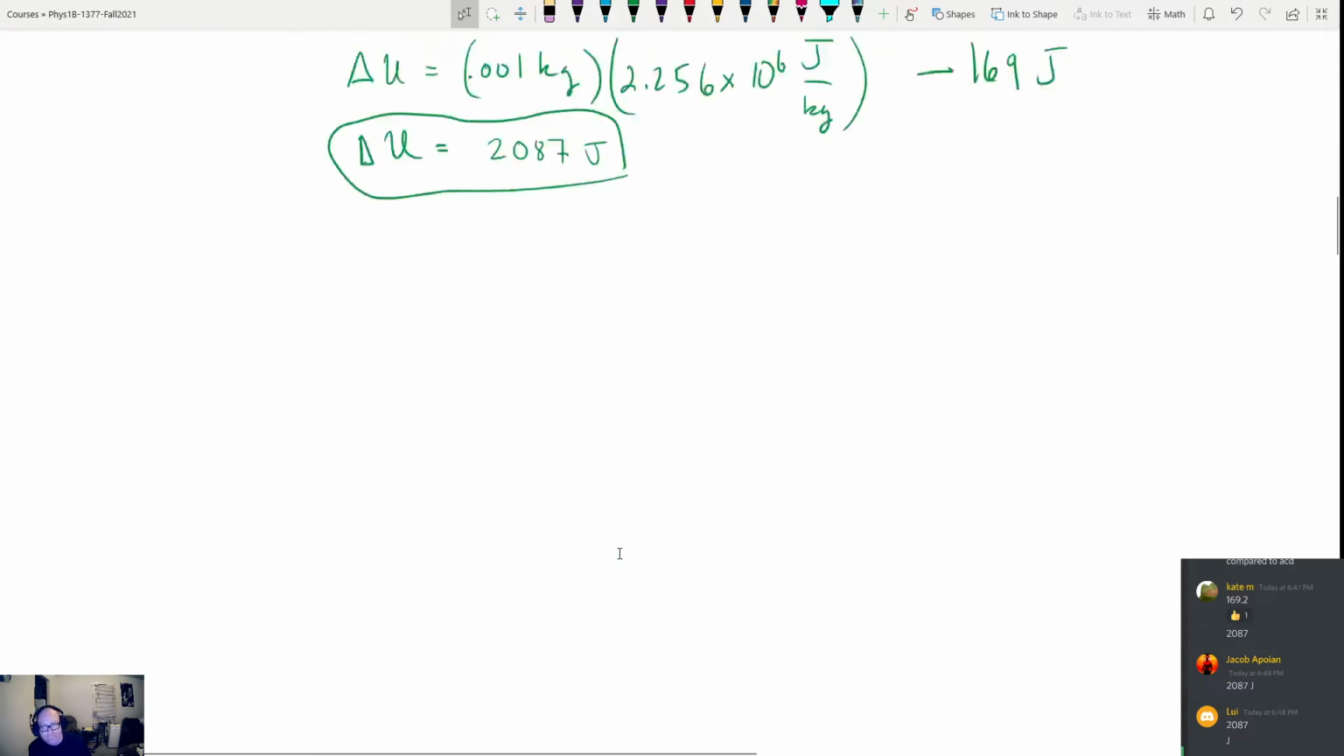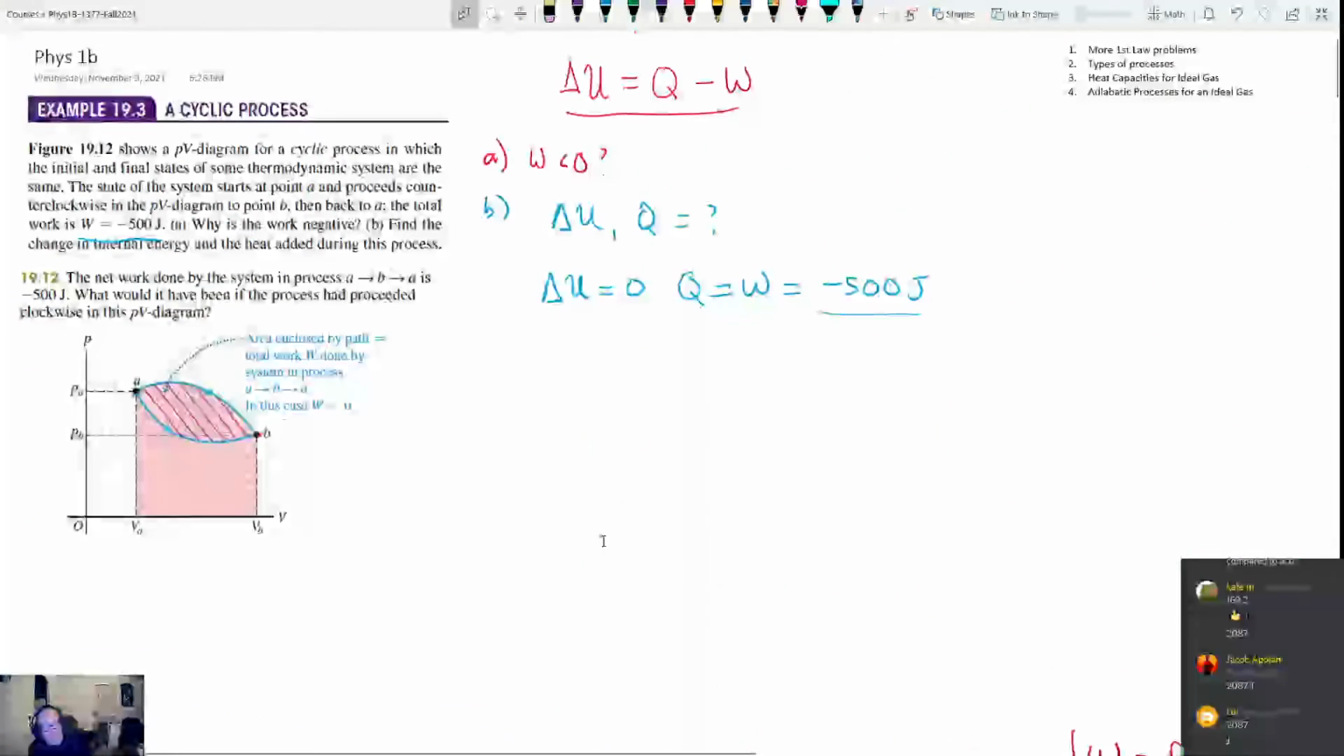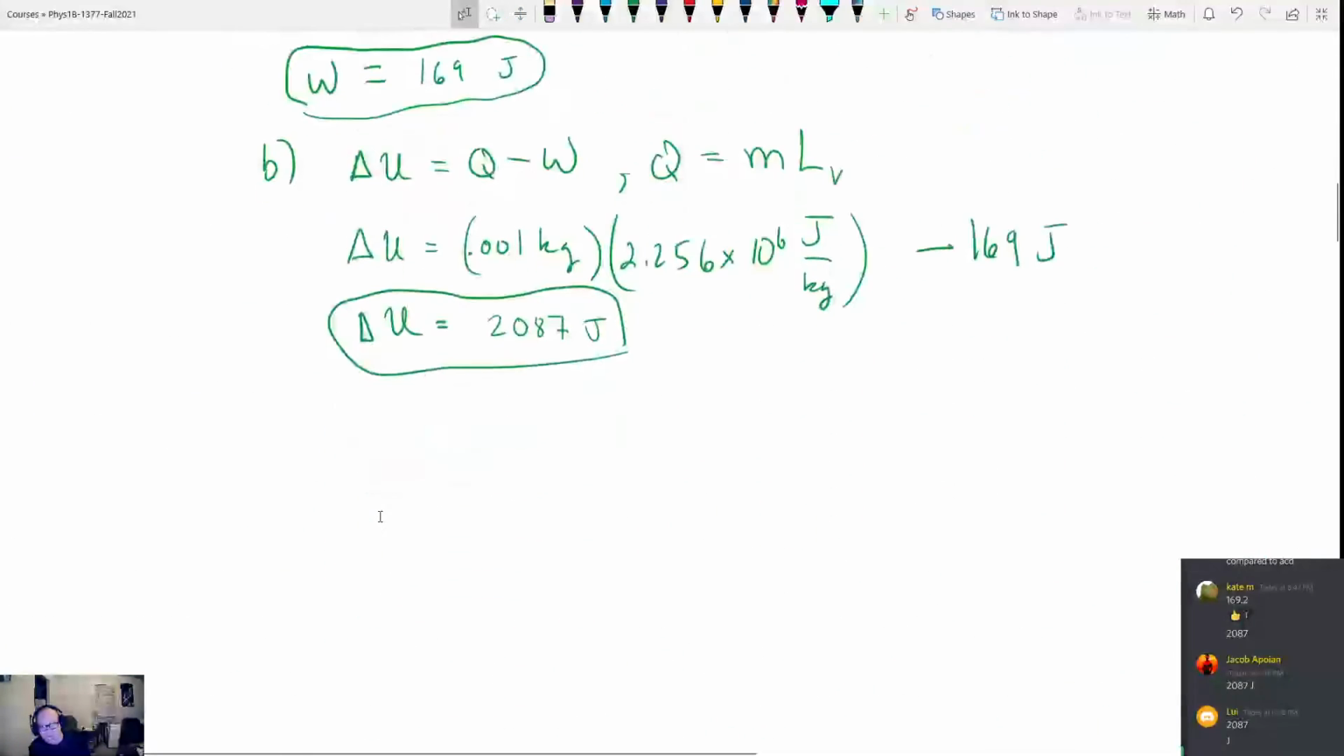Alrighty. So what's next? I think we're done there. We now want to talk about different types of processes, okay? And I guess one thing to mention is a different version of the first law, if you have infinitesimal changes of state.